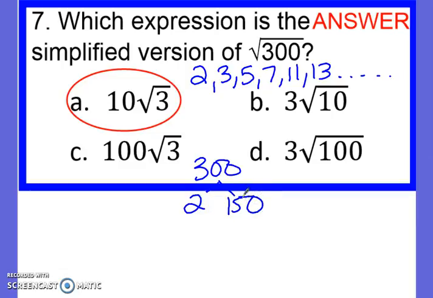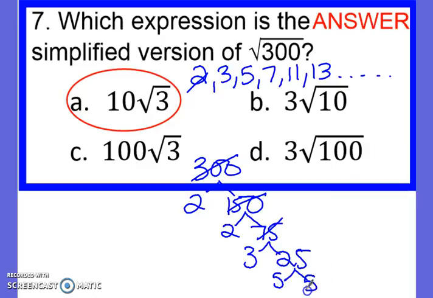Okay, 150 is still even. And honestly, as I go, I'm knocking off the numbers I'm done with. So 150 is still even, so I would go to 2. 150 divided by 2 is 75. All right, 75 is no longer even, so I'm done with my 2's. Let's try out 3. 75 divided by 3 is 25. And then 25 is 5 and 5.